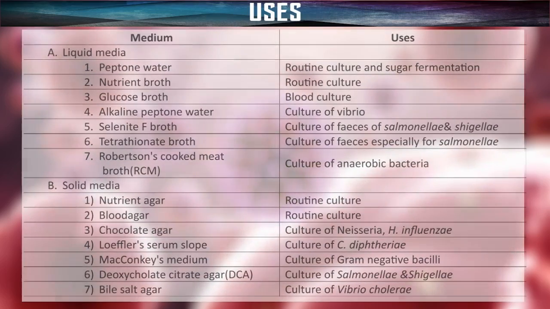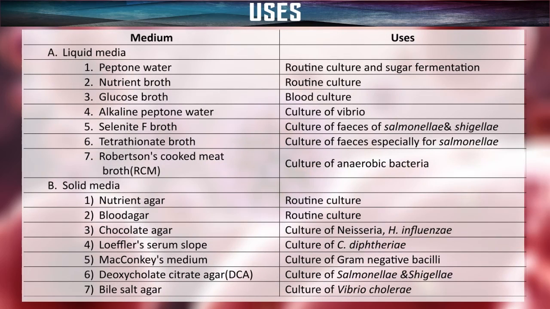Coming to the uses. Culture media are required to grow the organisms from infected material to identify causative agents. Here I have described the media with their uses. In case of liquid media, first is peptone water, which is used for routine culture and sugar fermentation. Nutrient broth is used for routine culture. Glucose broth is used for blood culture. Alkaline peptone water is used for culture of Vibrio.